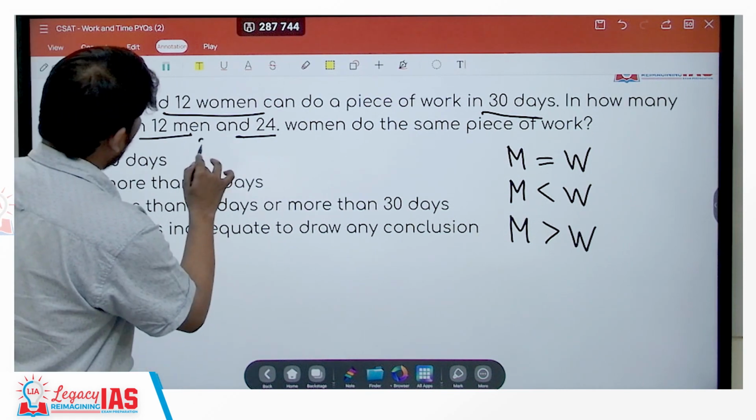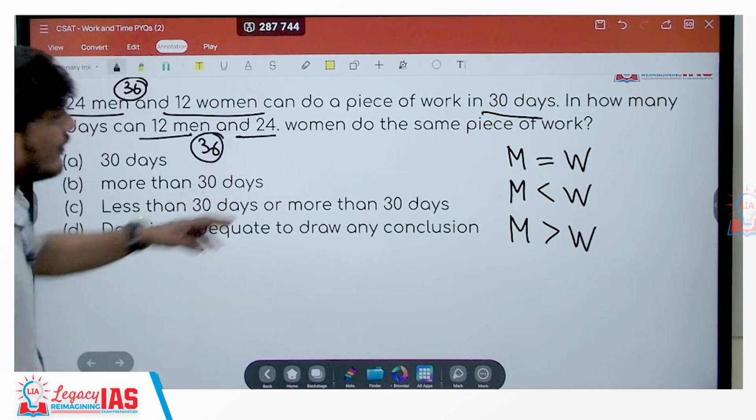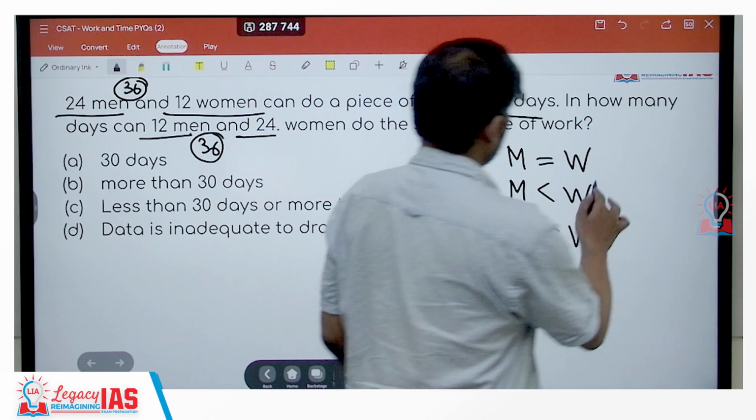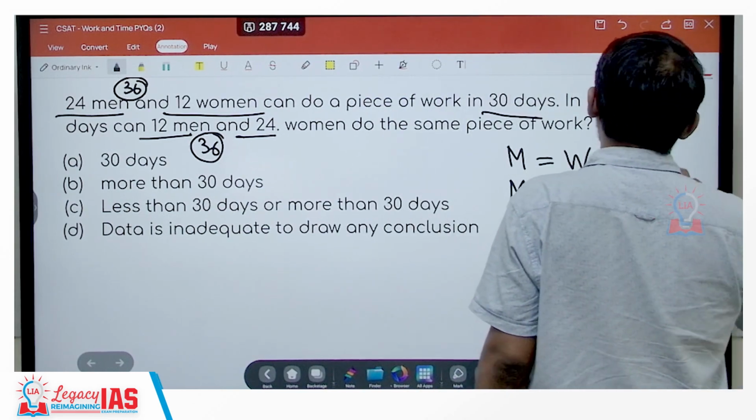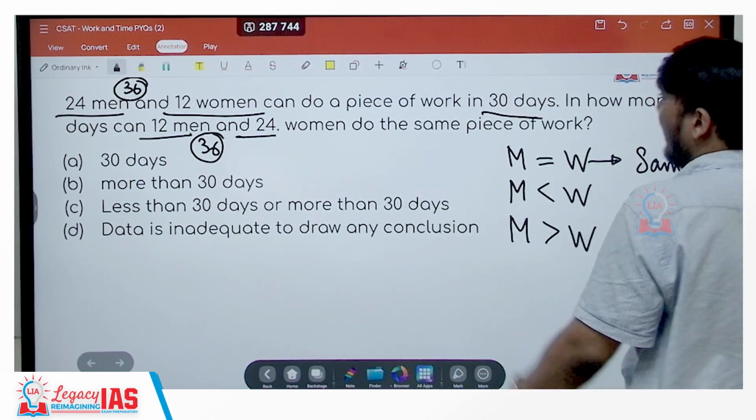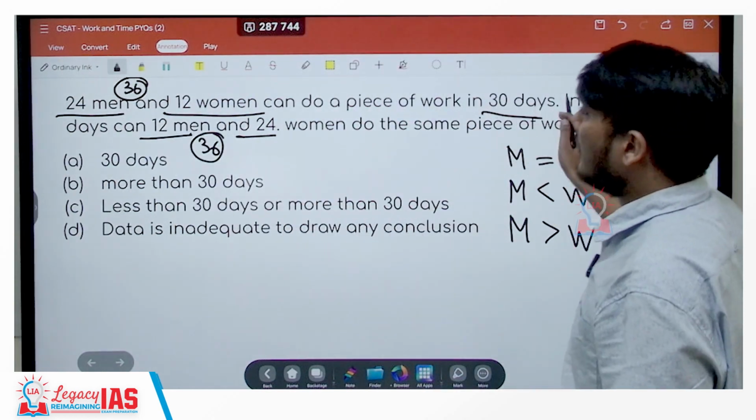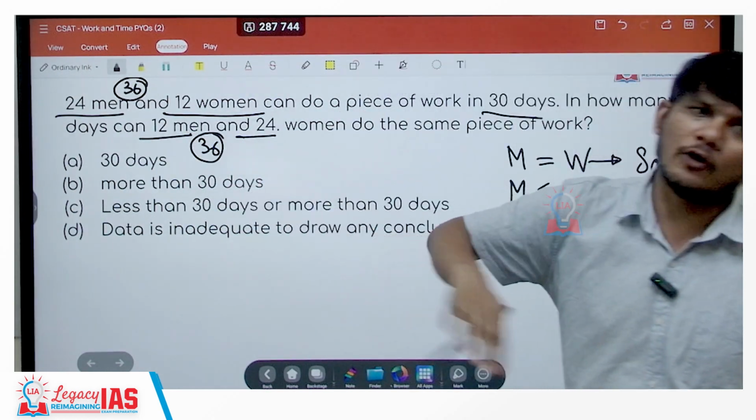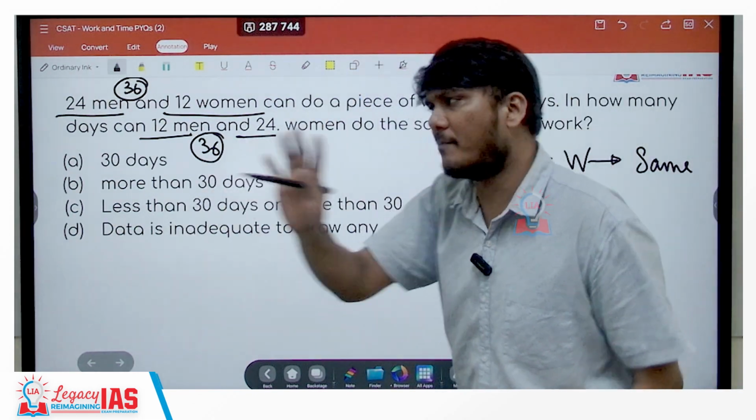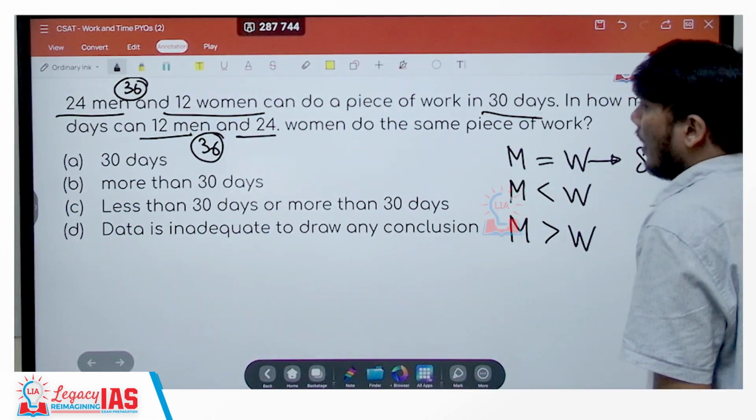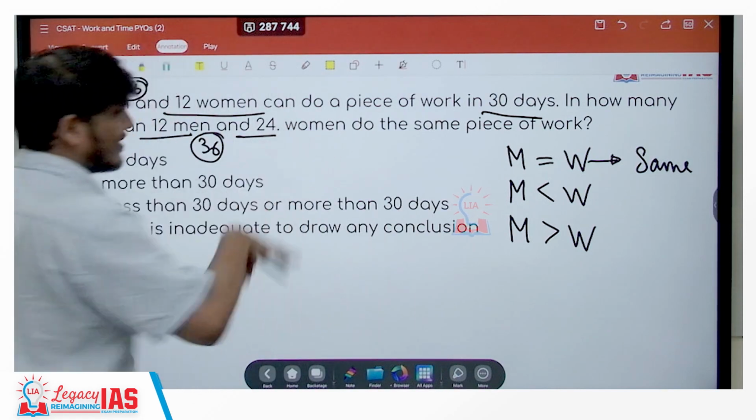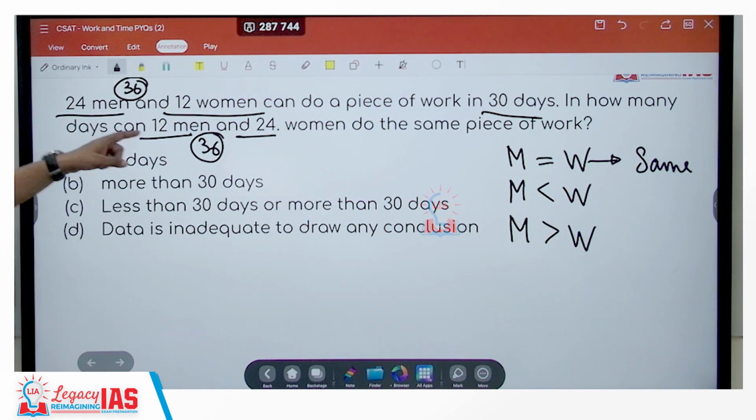And here also the total number of people is 36. So if both their efficiency is equal, then what will happen? If 24 men and 12 women can do a piece of work in 30 days, then 12 men and 24 women will also do the same piece of work in the same number of days, it will remain the same. But if the efficiency of men is less, then what is happening in the second scenario?